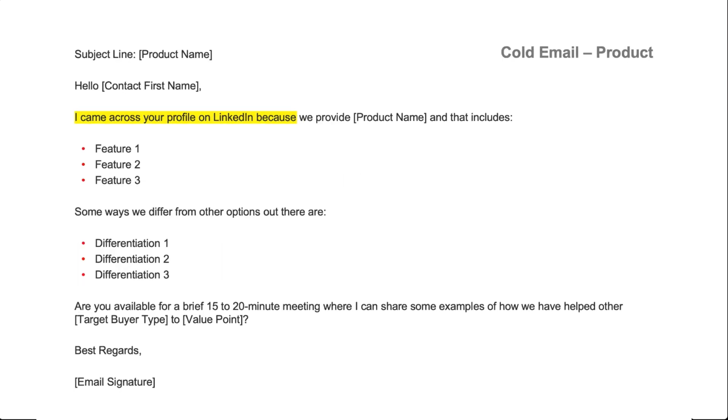And here's a product email. Came across your profile on LinkedIn because we provide IT consulting services, and that includes systems integration, software development. Some ways we differ from other firms out there is that differentiation 1, 2, 3. Are you available for a brief 15, 20-minute meeting?